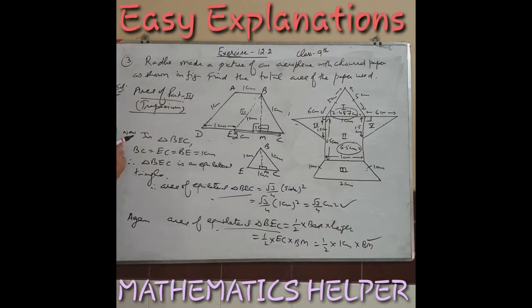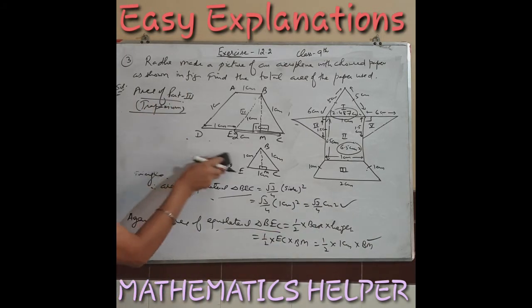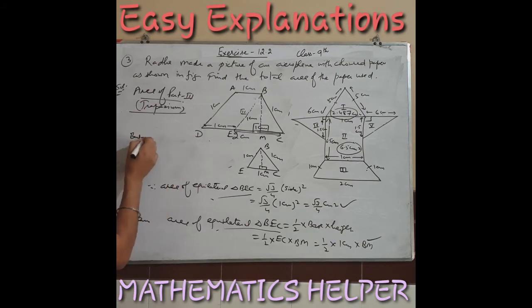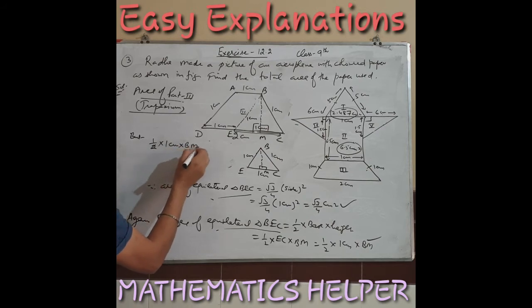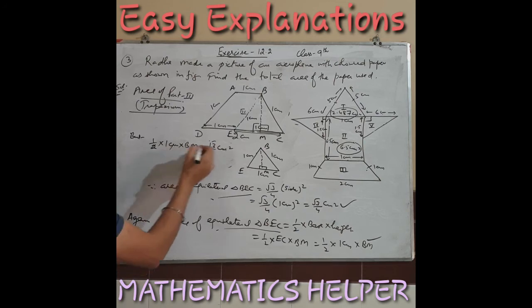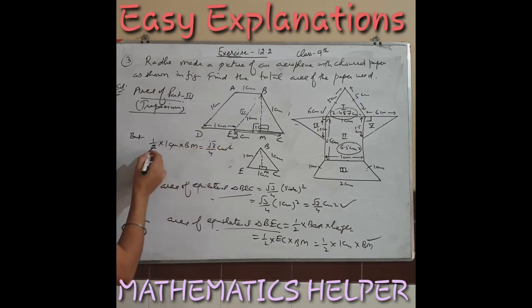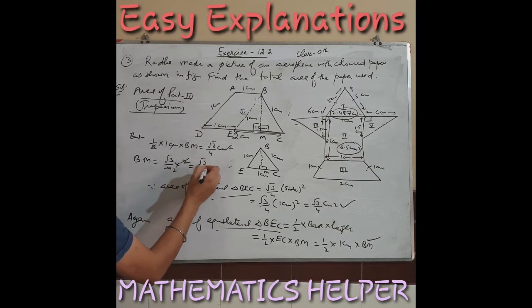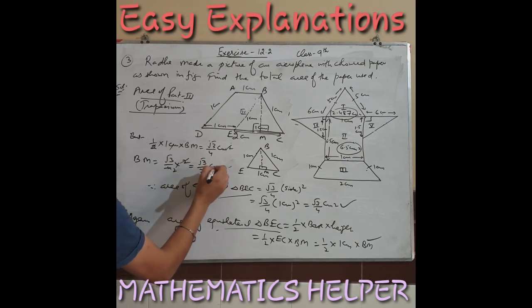We will write here. I am going to erase it. There is a lack of space, but we have to utilize it in the proper way. So we can say half into 1 centimeter into BM should be equal to square root 3 over 4 centimeter square. 1 centimeter cancelled. Then BM equals square root 3 over 4 into 2. The 2 cancelled, square root 3 over 2 centimeters.